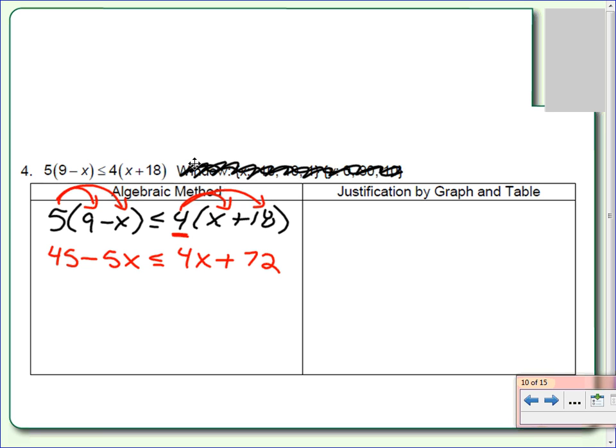Well, let me take a look at each side. Let me look at the left side. Can I put those two together on the left? No. What about these two over here on the right? Can I put those two guys together? No. But what I can do is, I've got some x's on the left, I got some x's on the right. So what I'm going to do is go ahead and get them all on the same side. So I'm going to take the 4x's and I'm going to move them to the left. So here we go. We're going to subtract.